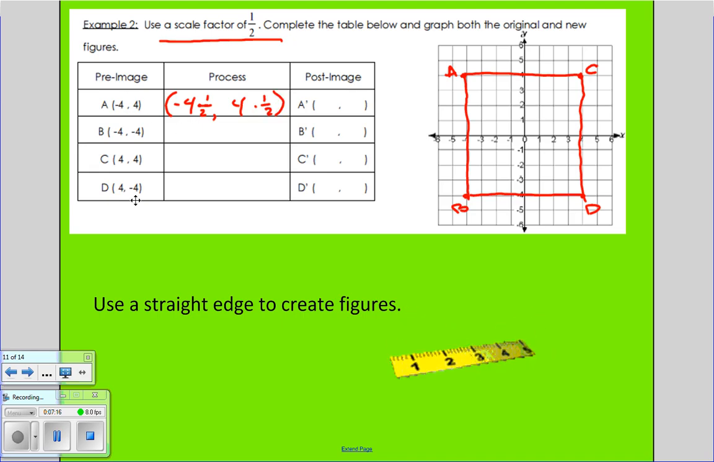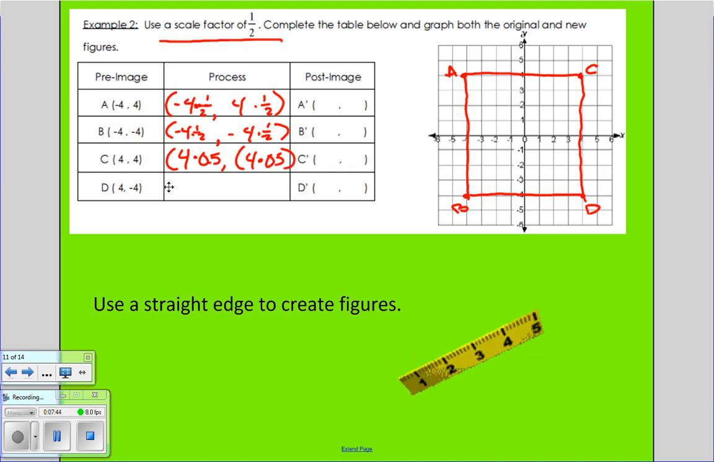Okay, notice these are all 4s. So once we get the +4 and the -4 figured out, we'll just be able to fill in the post image. But -4 times 1/2 and -4 times 1/2. You can also use the decimal form of 1/2, which would be what? Times 0.5, and 4 times 0.5. Okay. So if you know the decimal equivalent, you can certainly do that.